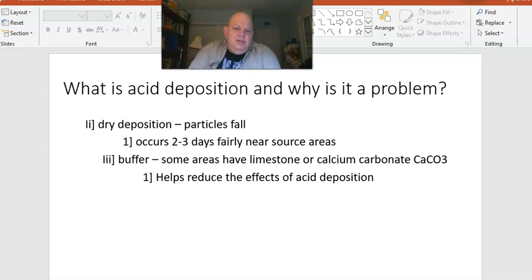Now, in dry deposition, the particles fall. So it's a bit different. You're not mixing it with water. It's just pretty much the flakes fall on you. That happens in 2 to 3 days, fairly near the source areas.